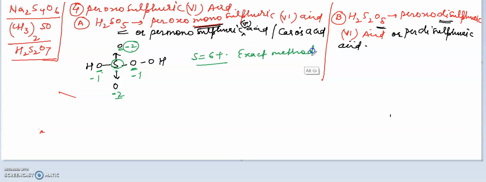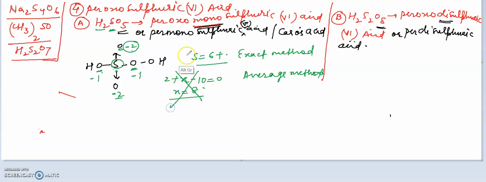Now we will see the average method. In average method, see here, 2 hydrogens, so +2, and 1 sulfur, that is to be calculated, and oxygen is 5. Each oxygen has -2, so -10, and the total is 0, so x will be +8. But this is not the right way, this is not the right answer.